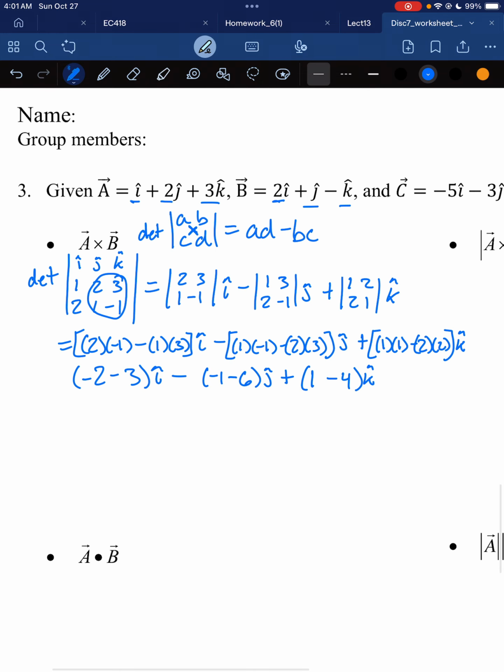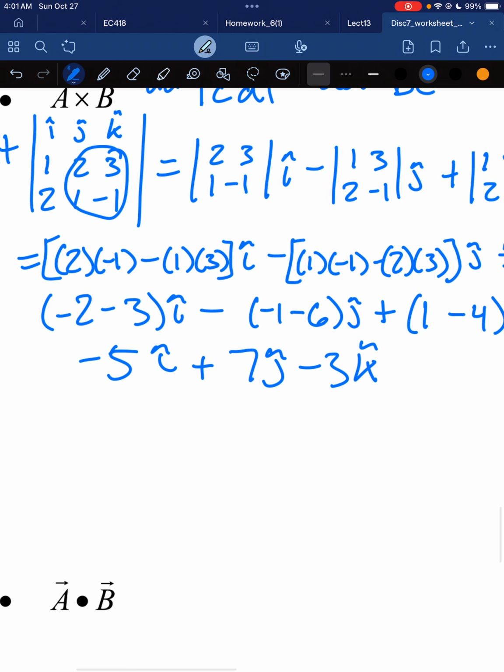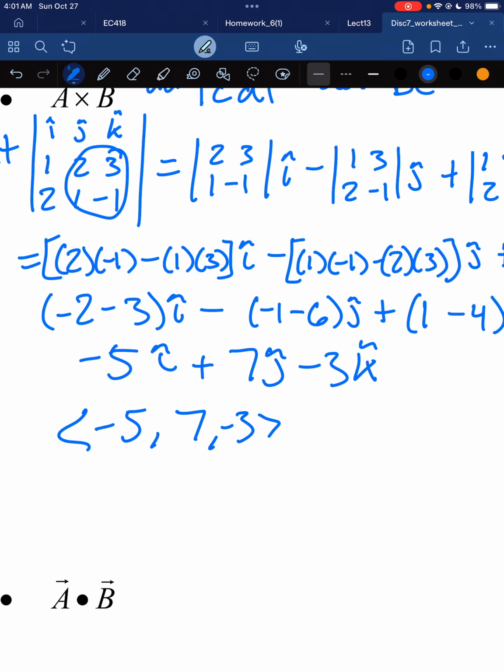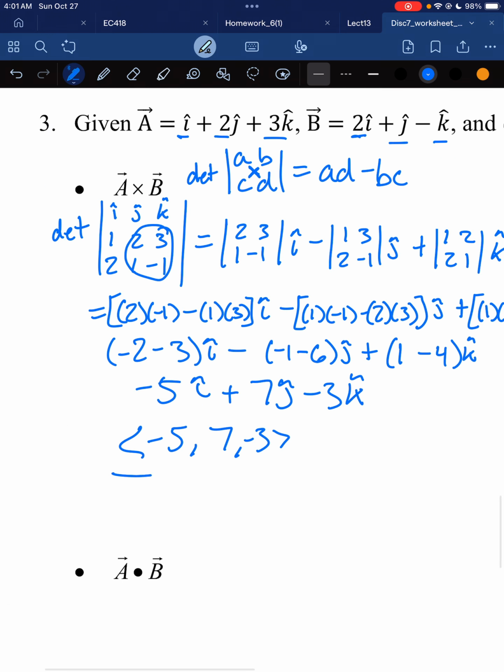And then this simplifies to -5 i hat minus 7, so that's plus 7 j hat minus 3 k hat. And I can express these vectors in bracket notation and write it as -5, comma 7, comma -3. And this is our cross product of A and B.